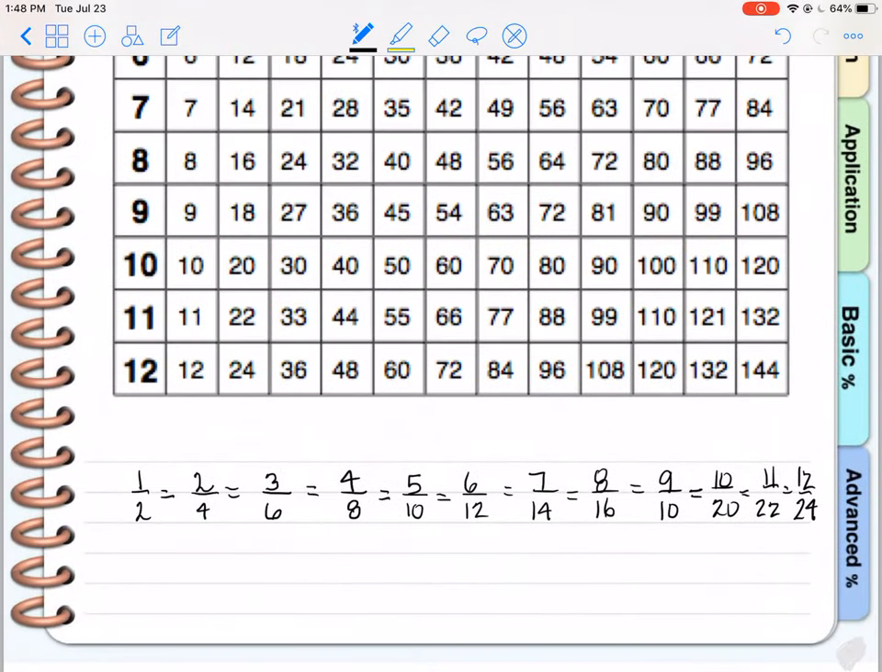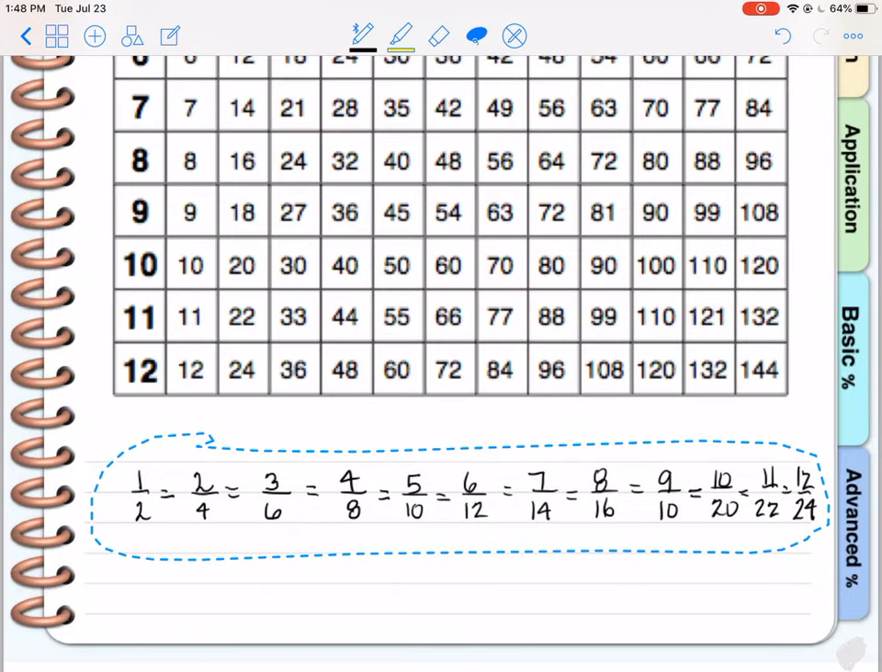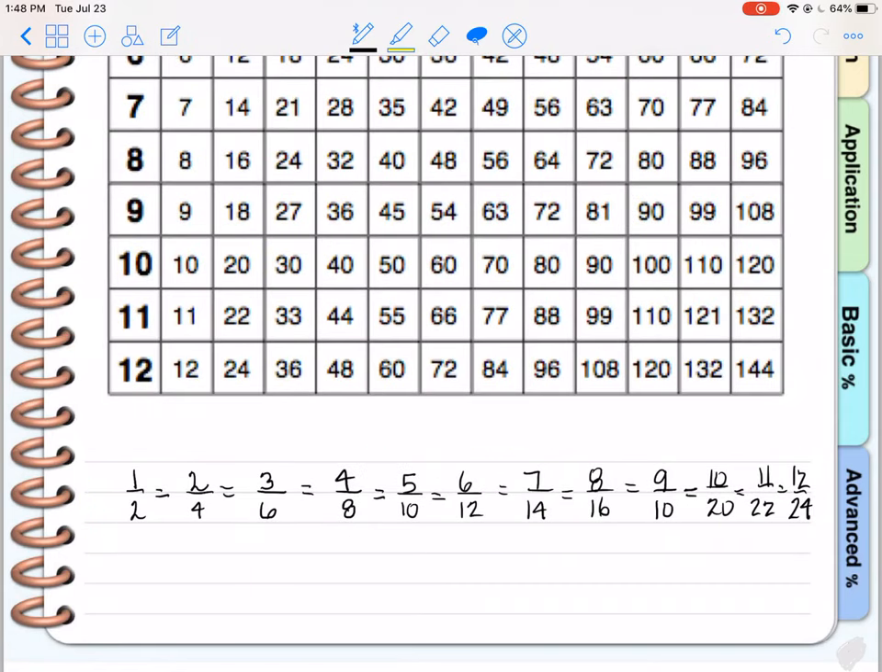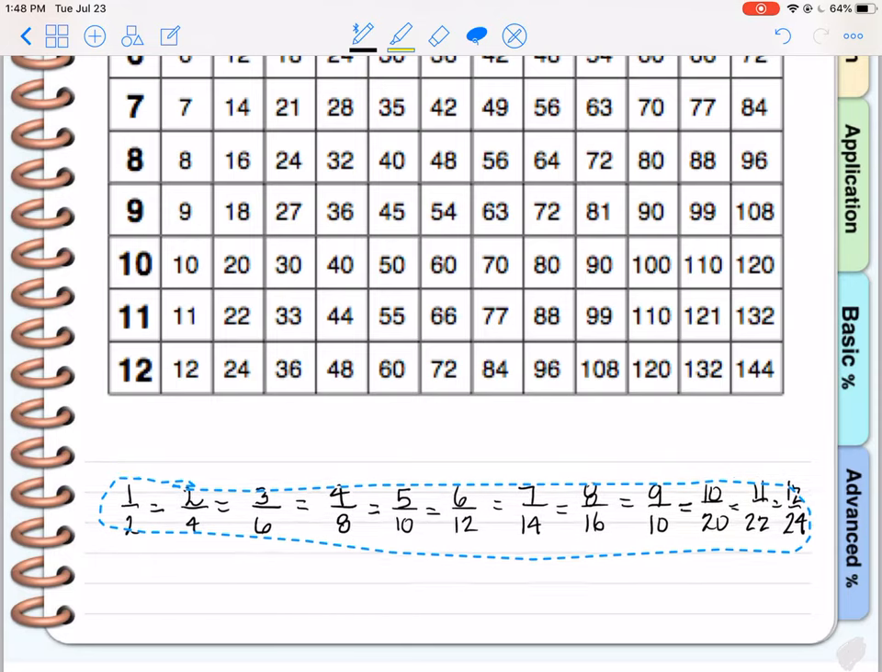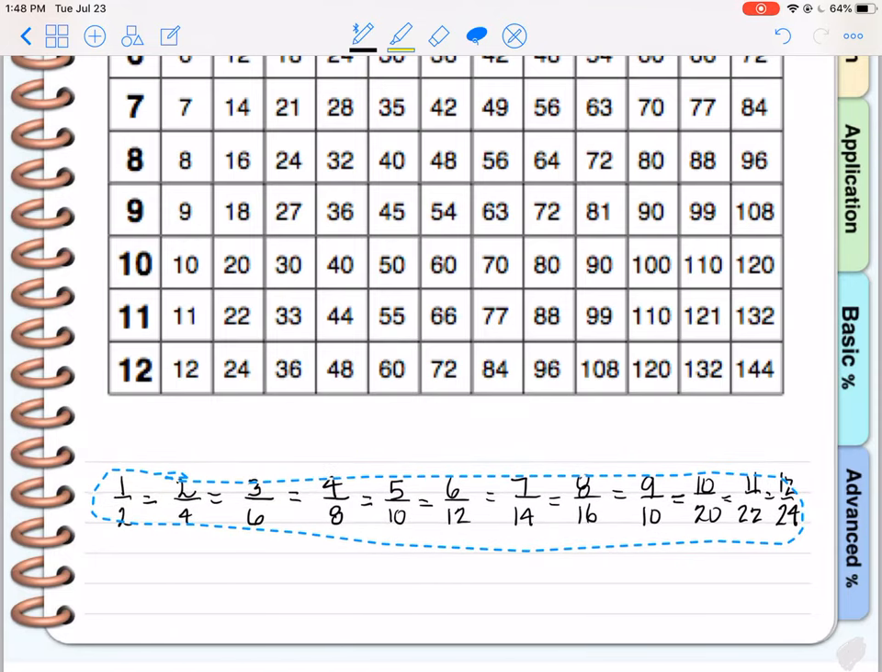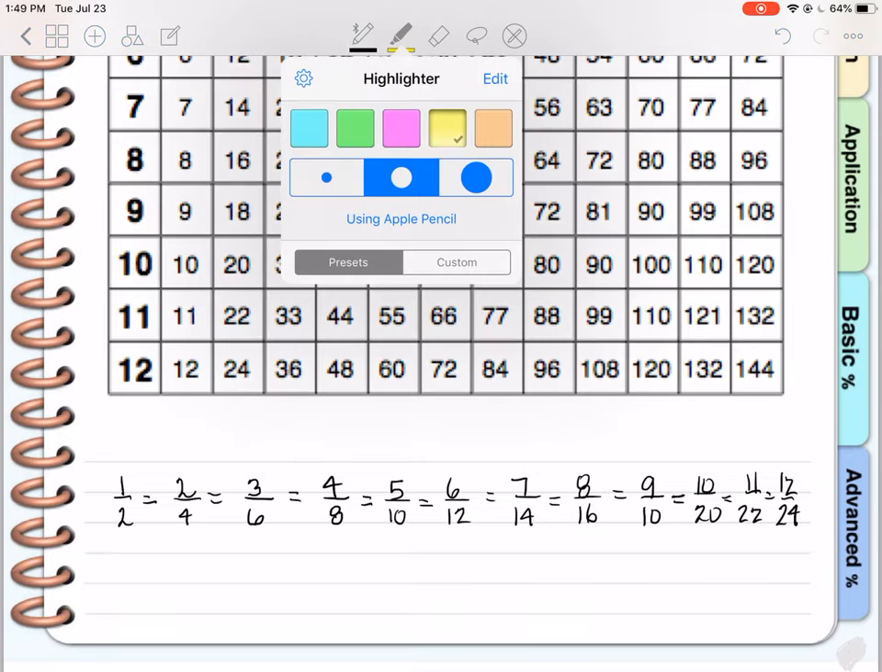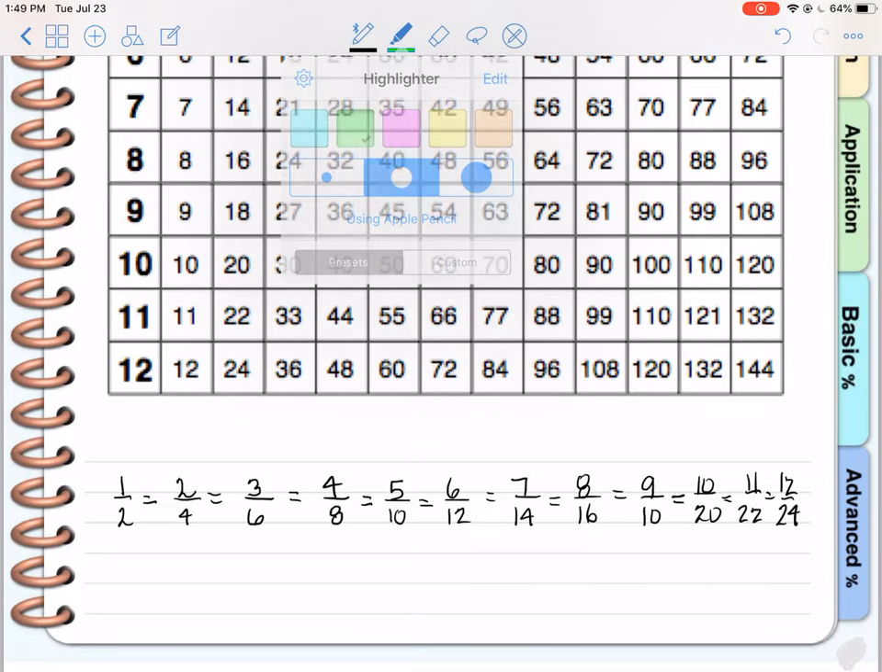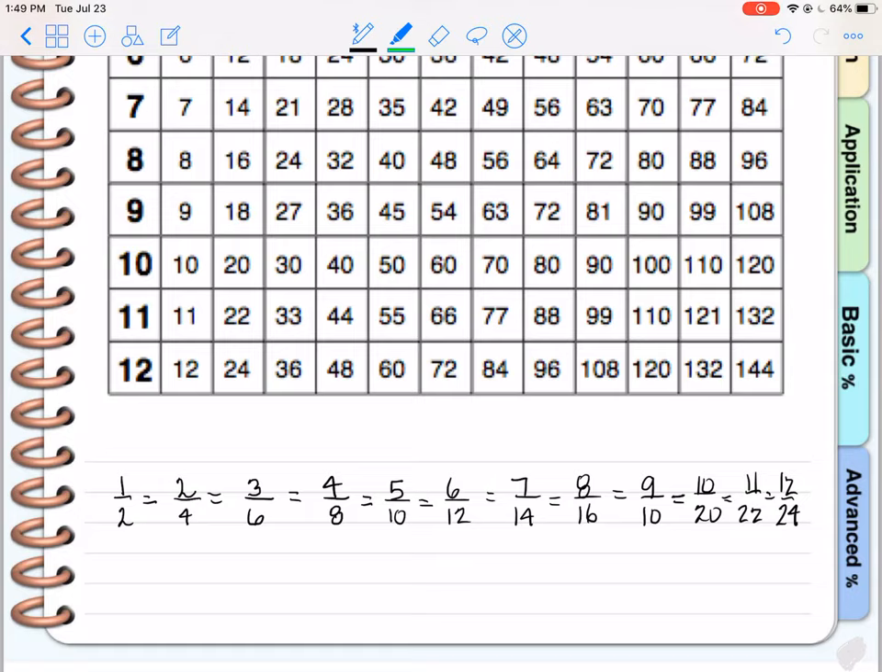whole row of equivalent ratios. All of those are equal. They're just different forms of the same amount. So we can get a row of those. Let me do another one. There's no assignment or anything here. It's just a matter of showing you how this works.